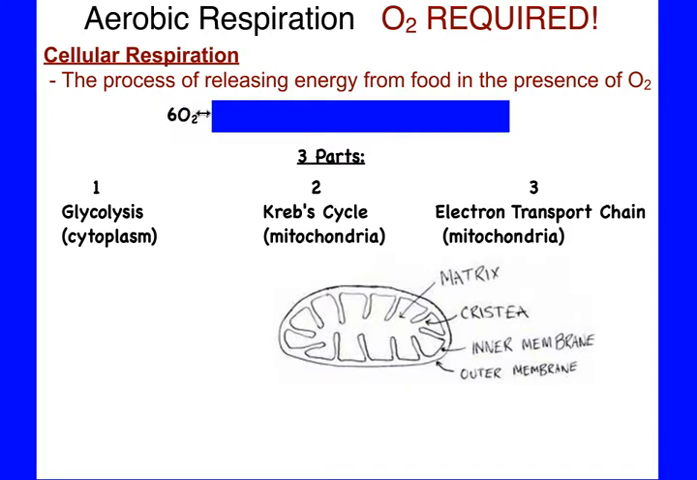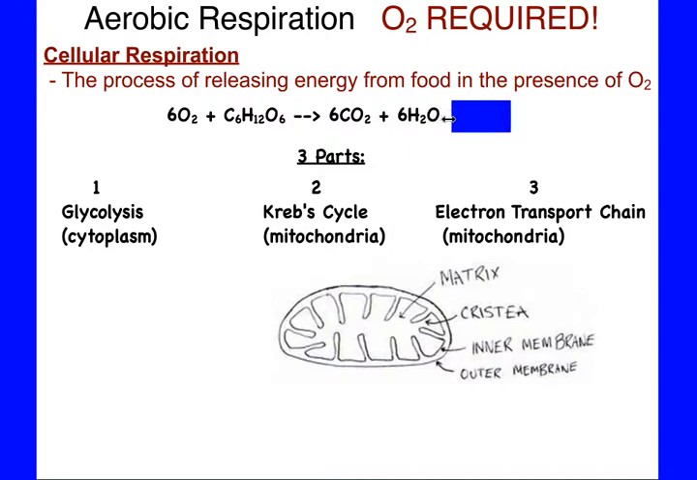We must have oxygen, so 6 O2s. And then we must have some kind of food, usually in the form of sugar, C6H12O6. And then we're going to make some carbon dioxide waste, so 6 CO2s. We're also going to make some water waste, 6 H2O. And then the final product, the main product, is our energy molecule, which is ATP.